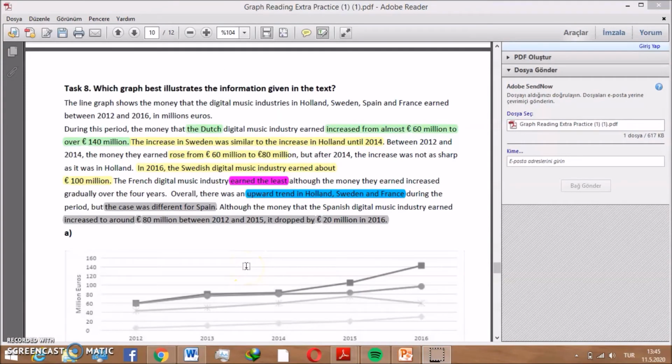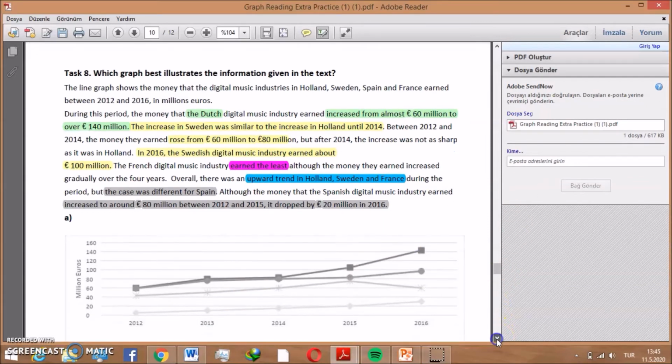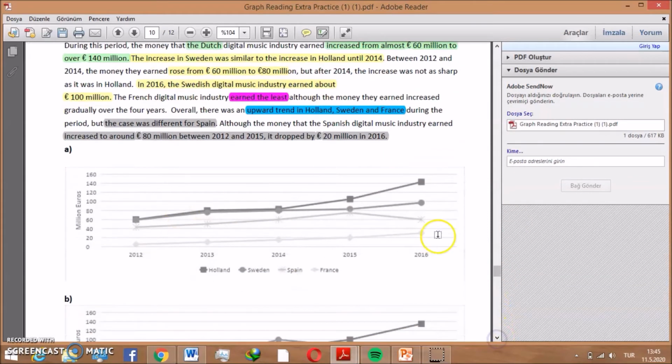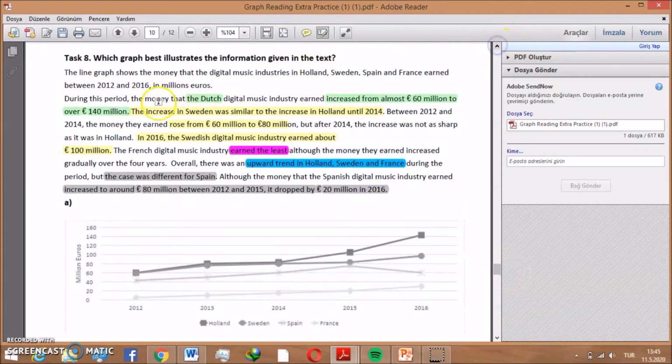Okay, let's check task 8. This is a line graph. Again, it looks really challenging to follow all those lines, but you need to be careful with their shapes. During this period, this is about the money spent on the digital music industries, I guess, in 4 countries. During this period, the money that the Dutch means, Holland, let's say, it represents Holland.